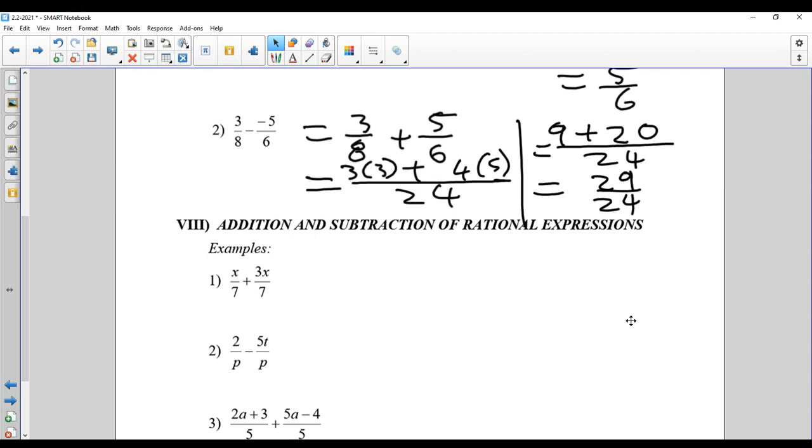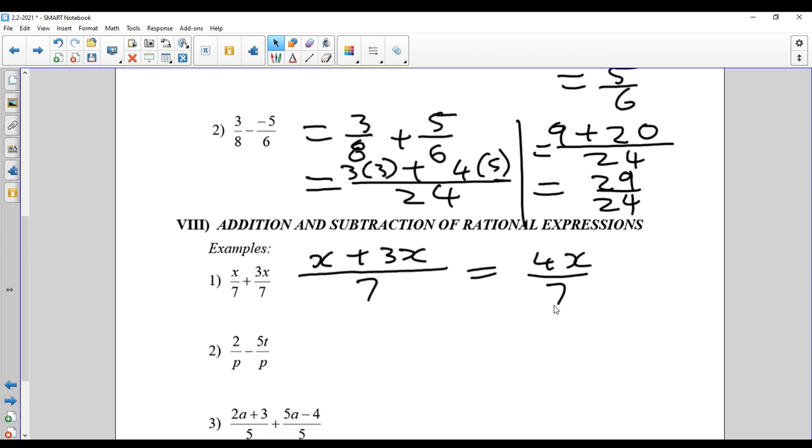So what does that mean? Just add the two numerators. So in the case of the first one, we're going to say, okay, since they both have a denominator of 7, I don't have to do anything to the two tops. It's going to be simply x plus 3x. And that means that I'm talking about 4x over 7. As easy as that. That's done.